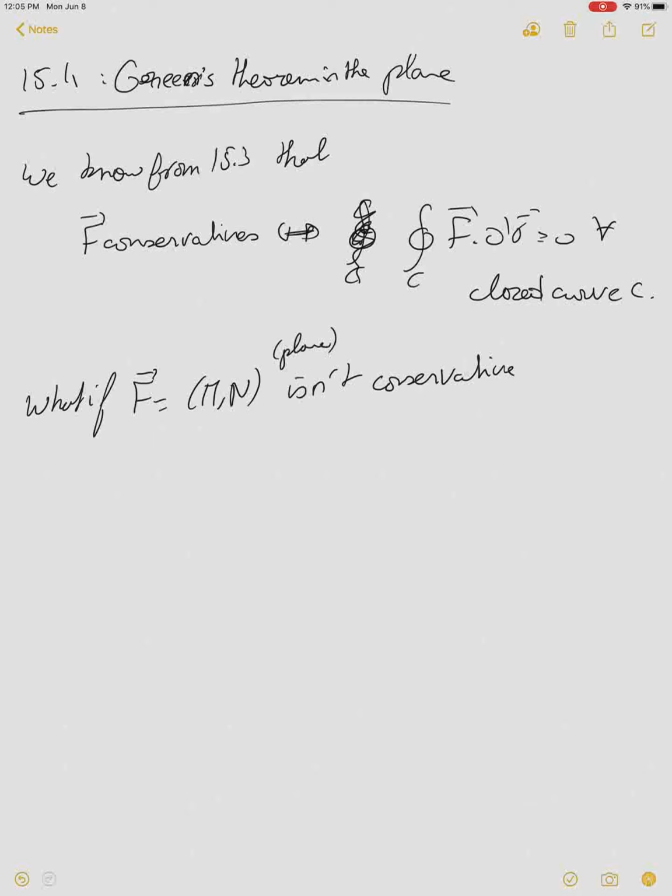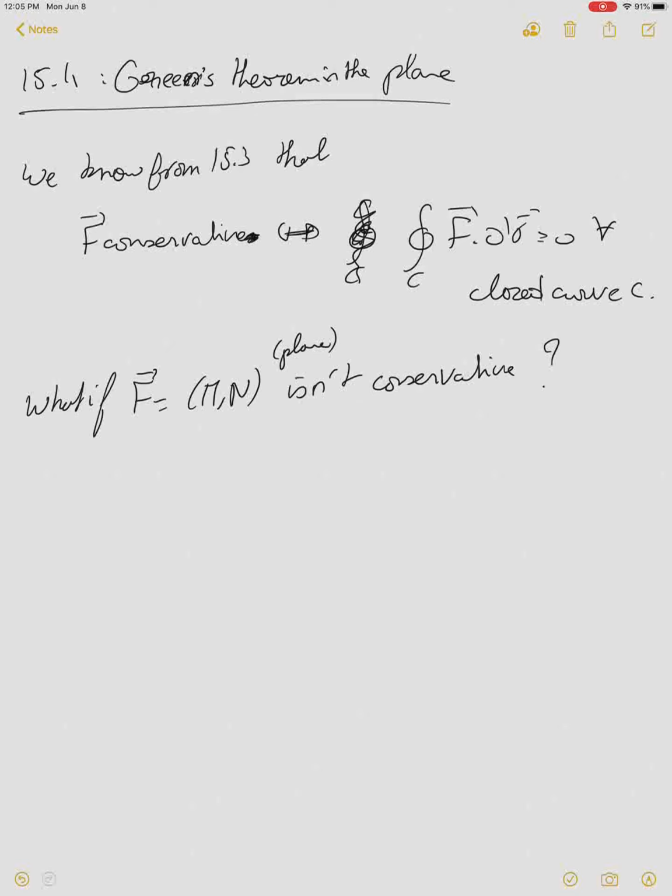The thing about three dimensions, you will see at the end of this chapter. So in section 15.4, we'll generalize the loop property to non-conservative fields in two dimensions.